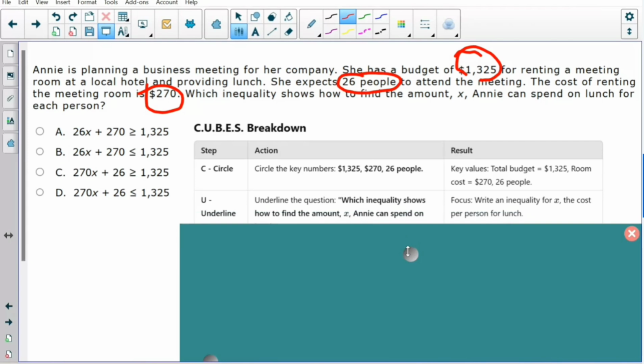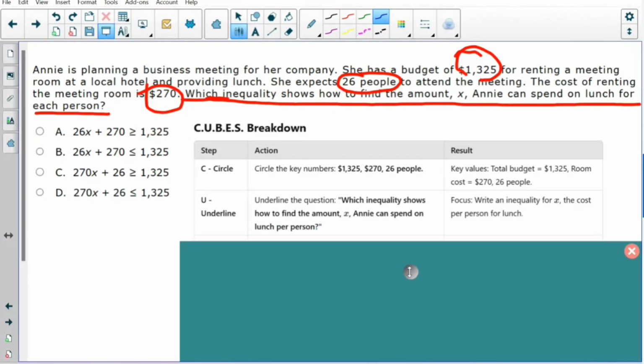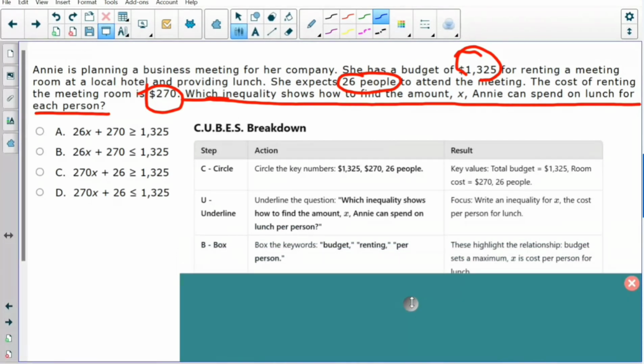The next step is to underline. What is it we're trying to find? So the question is asking which inequality shows how to find the amount x Annie can spend on lunch for each person. So we know we are writing an inequality. And we also want to know the cost per person for lunch.